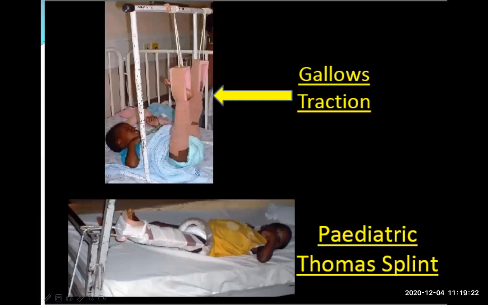Now, gallows traction, I'm sure you still remember this picture. We have discussed this before. Gallows traction is one of the ways of treating femoral shaft fracture in small children. This type of position is maintained for a few weeks, and the fracture will be healed. And this is the Thomas splint in case of the pediatric age group. It is just an immobilization method.